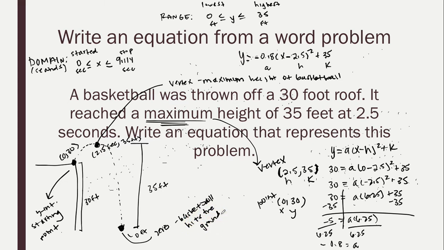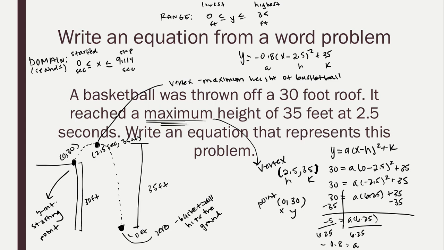So what I need you to be able to do, what you're going to be doing on your test and your assignment, is interpreting all these small little things. What does the vertex mean? What does the domain mean? What does the range mean? What does the y-intercept mean? What does the zero mean? All of these things, you need to know what they mean in the context of the problem.